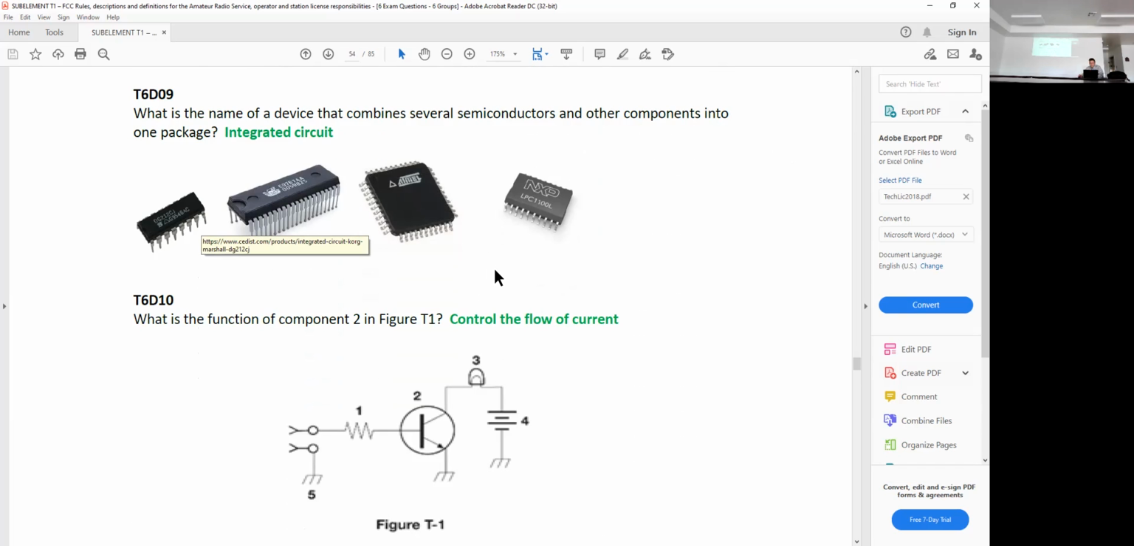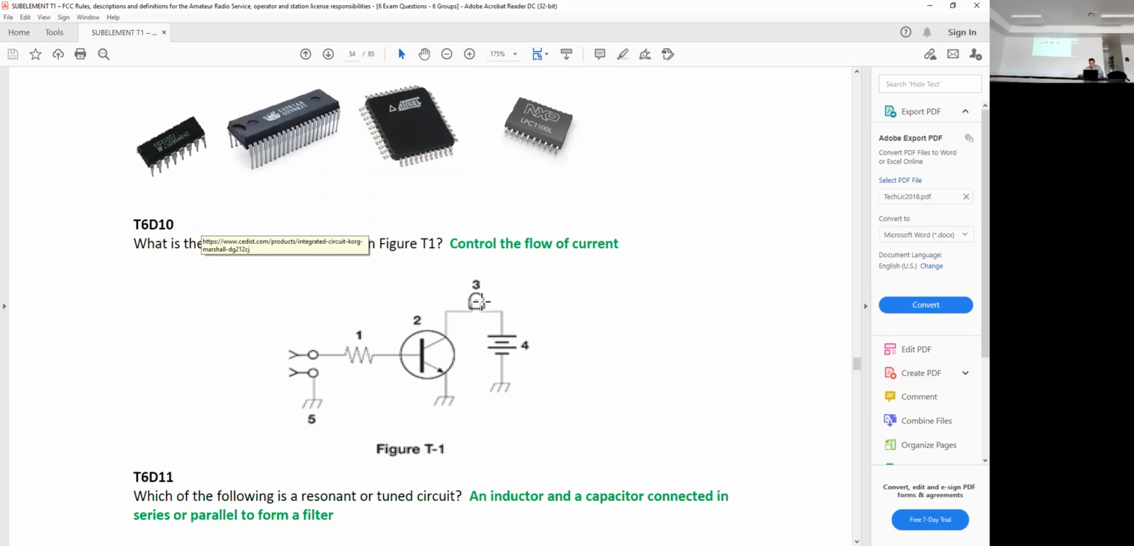Transistors and diodes. What is the function of component 2 in figure T1? That's the transistor here, and it's controlling the flow of current to turn this light on and off. And guess what else you could do? You could change this resistor into a variable resistor and make that light go bright and dim.